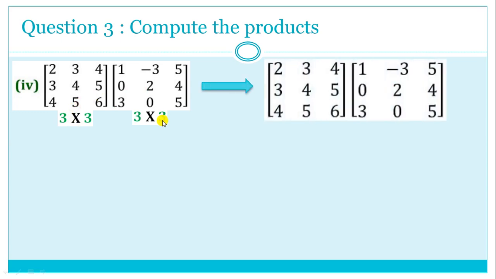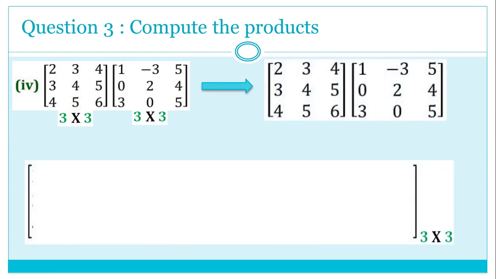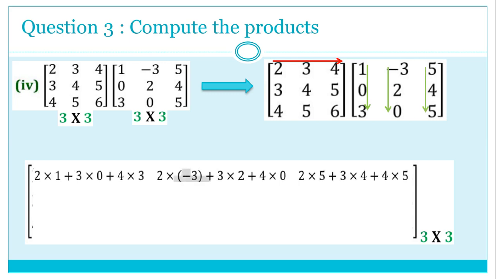So let's start multiplying them. This will be our resulting matrix of order 3 by 3 and therefore the first row will be multiplied with the first column. So 2 multiply 1 plus 3 multiply 0 plus 4 multiply 3 and we will get our first element. Then this first row will be multiplied with the second column and then with the third column and we will get the first row of the resulting matrix.